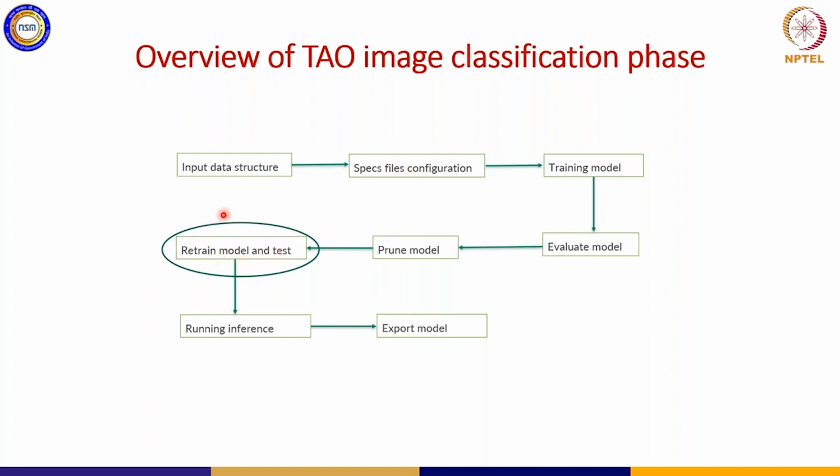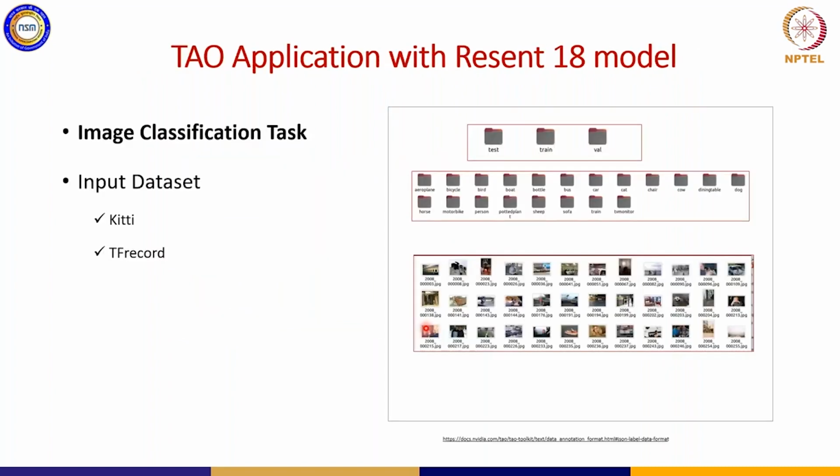You retrain and test. When you retrain and test, you check the accuracy. If the accuracy is not satisfactory, you keep retraining. And when it is satisfactory, you proceed to inferencing. So you run your inference, and when the inference is good, you can now export your model and use it for what you intend to use it for.